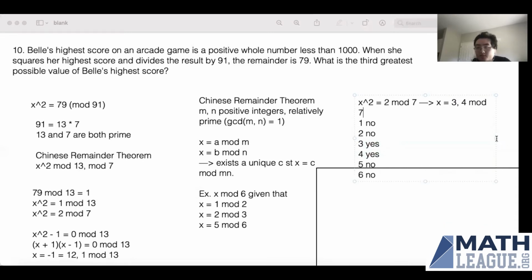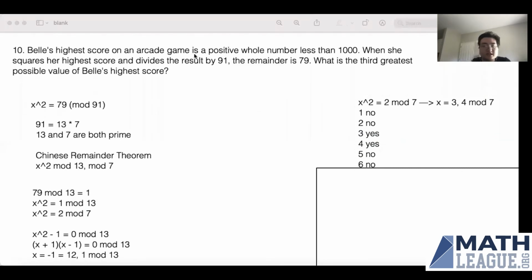Now, finally, we can start putting all that together. We found out that x is 1 or 12 mod 13, and that it's also 3 or 4 mod 7. So I'm going to go ahead and erase that part. Or not that part, actually. Let's go ahead and put this in the middle. X is either 1 or 12 mod 13 and either 3 or 4 mod 7, right?